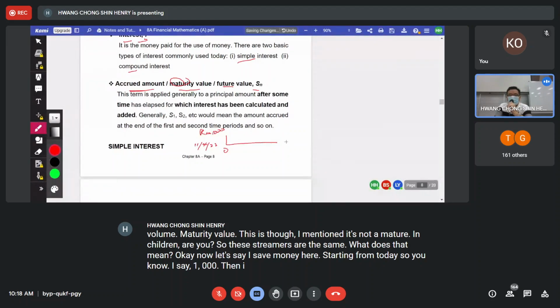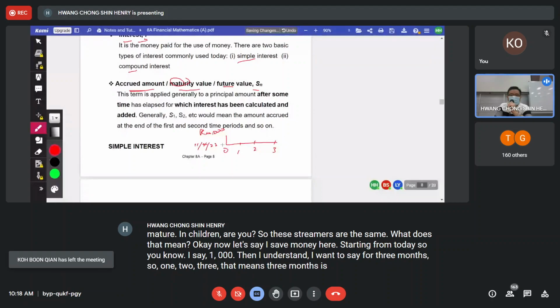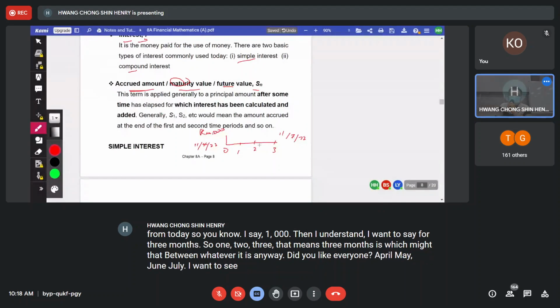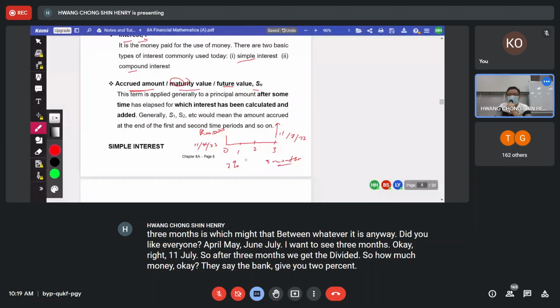Then I ask the bank, I want to save for 3 months. So 1, 2, 3. That means 3 months is which month? July, right? April, May, June, July. I want to save 3 months, so 11 July. After 3 months, we get the dividend. So how much money do you get? Let's say the bank gives you 2% yearly.